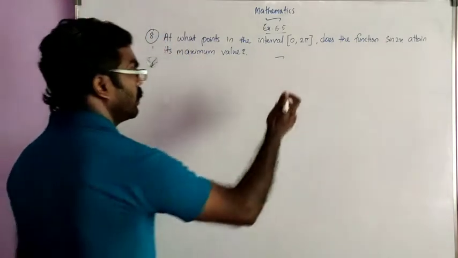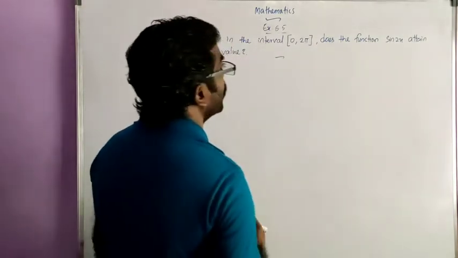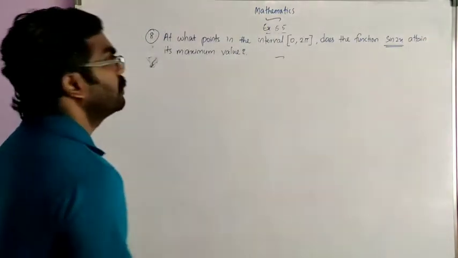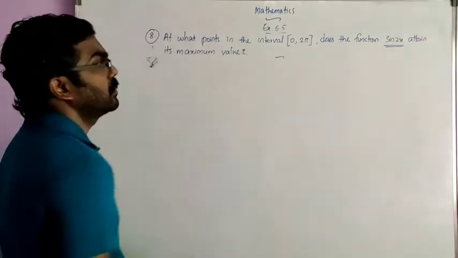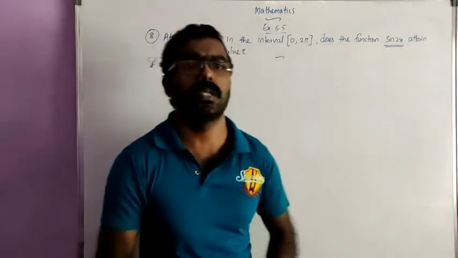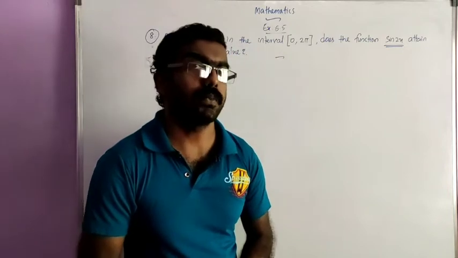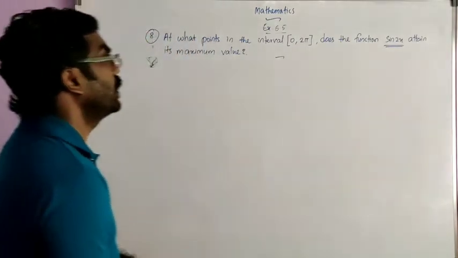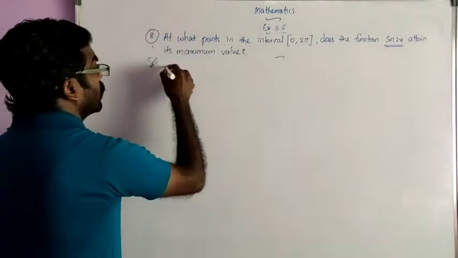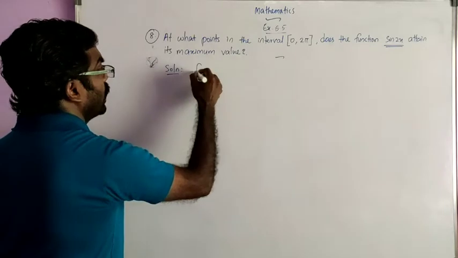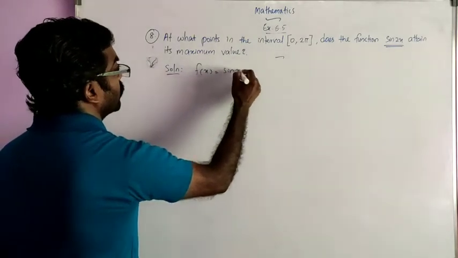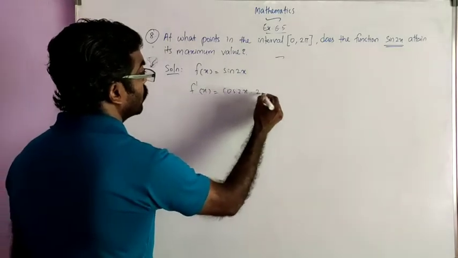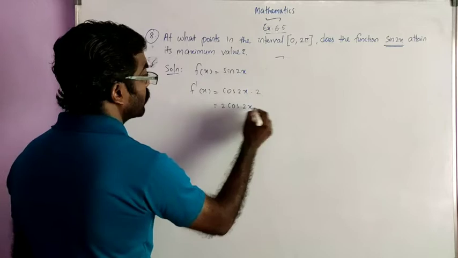At what points in the closed interval 0 to pi does the function sine 2x attain its maximum value? Okay. So maximum and minimum values in the closed interval, that is what is called the absolute maximum and absolute minimum. Okay. Then we have to find it out. So let us take f of x as sine 2x, and f dash of x is equal to cos 2x into 2, or 2 cos 2x.